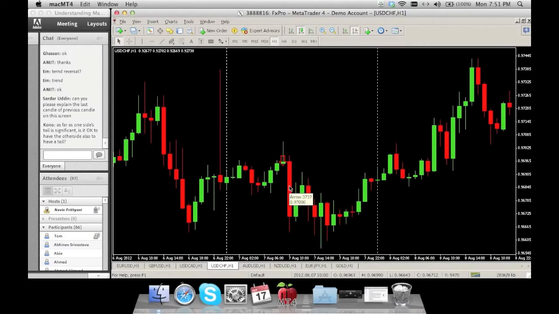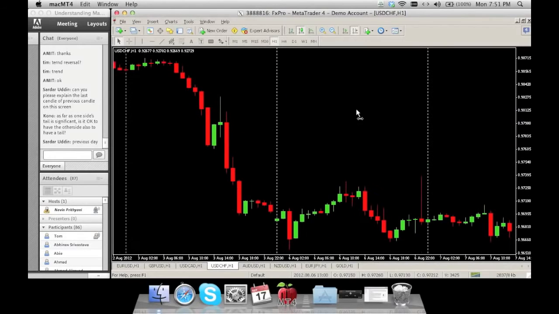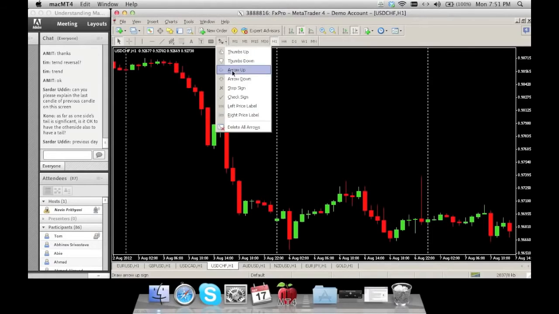Yes, as long as one side has a decent sized tail, the other side can have a small tail, that's okay. But make sure the other side's tail does not end up exceeding too large. Like for example, this is a bad exhaustion.